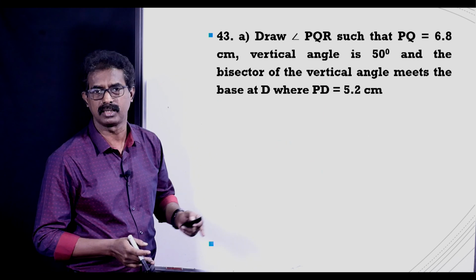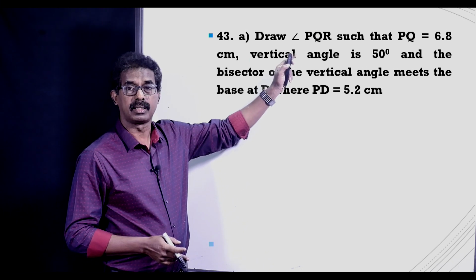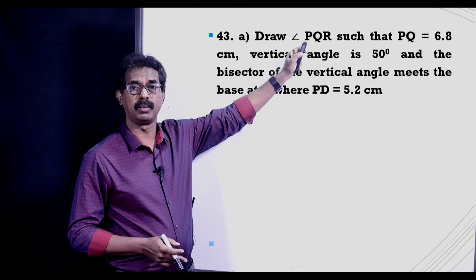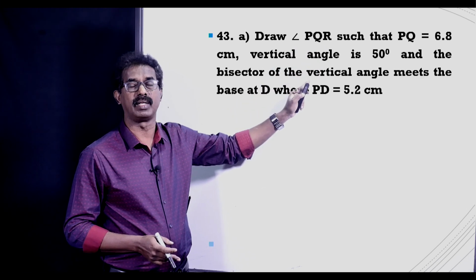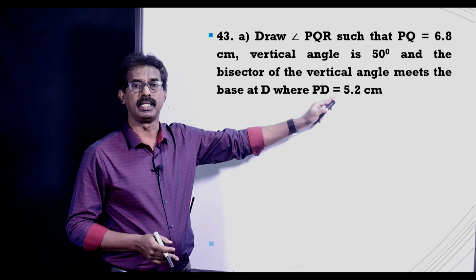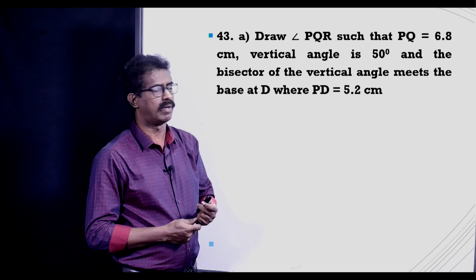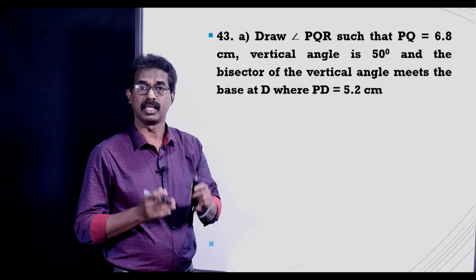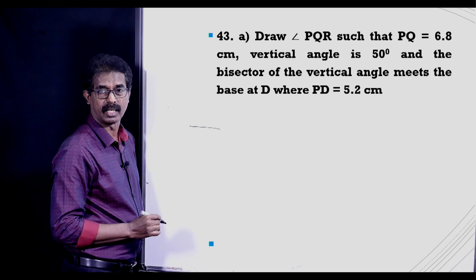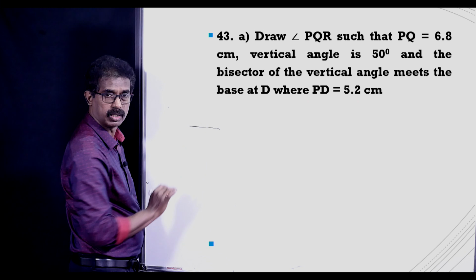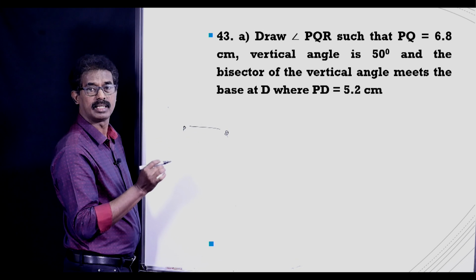Okay, let us see what they asked in this paper. Here, draw triangle PQR such that PQ is given, the vertical angle is given, and the bisector of the vertical angle meets at D with PD equal to 5.2. Just I'll tell you the method how to do it. First in construction, you have to draw a rough diagram. In a triangle there are 3 types. In all the 3 cases, first the baseline we draw, right? Here the baseline they said is 6.8, this is PQ. And the vertical angle they have given here as 50.